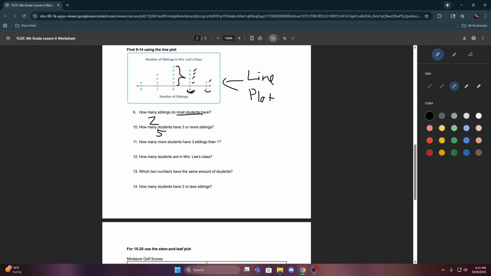Next, how many more students have 3 siblings than 1? So you want to compare this right here with this number right here. There are 3 in the 1s and then 4 in the 3s. So that is 4 minus 3, leaving you with 1 student.